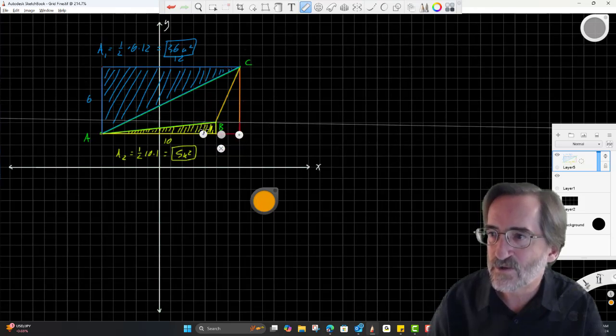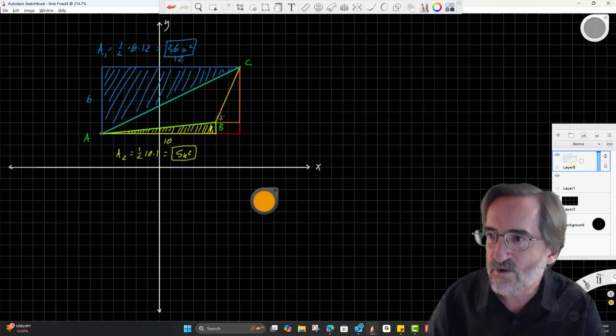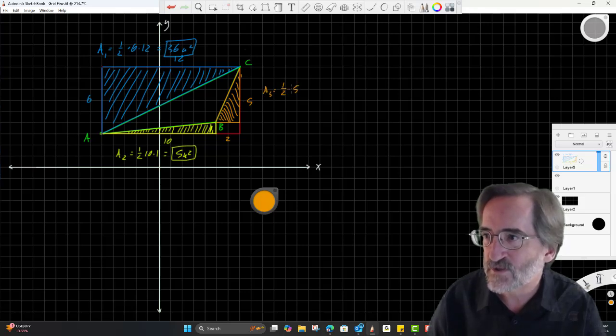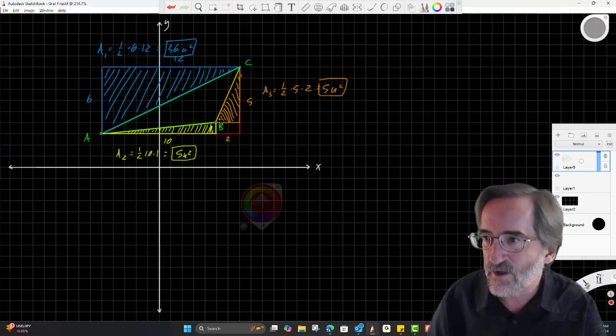Triangle, triangle, triangle, triangle. There we go. Okay, so we're talking about this area right here. Okay, this has a height of 5 and a width of 2. So area 3, we'll call it, is 1/2 of 5 times 2. Half of 2 is 1, 1 times 5 is 5. 5 square units. Okay, and all that remains now is to find the area of this little rectangle down here.